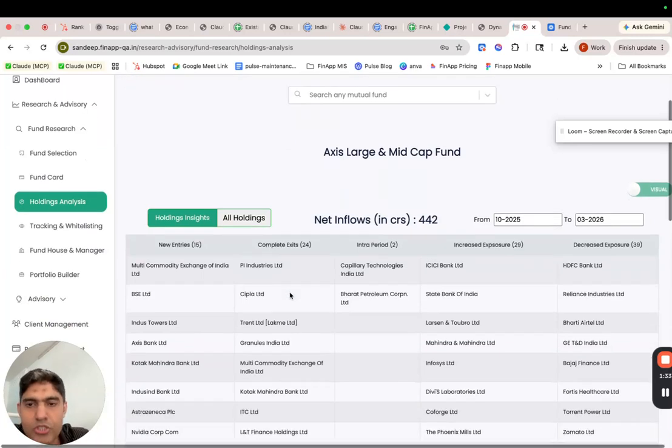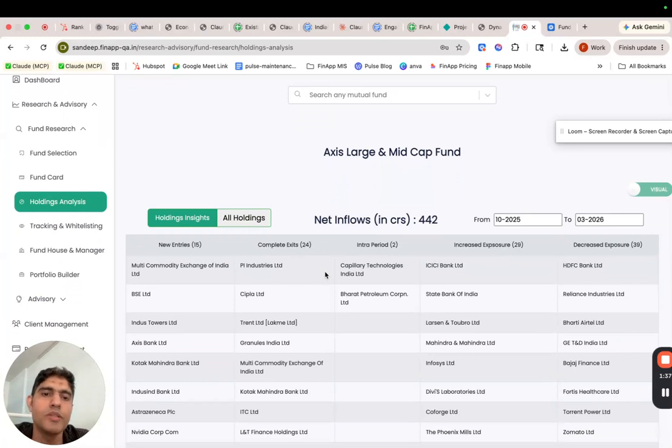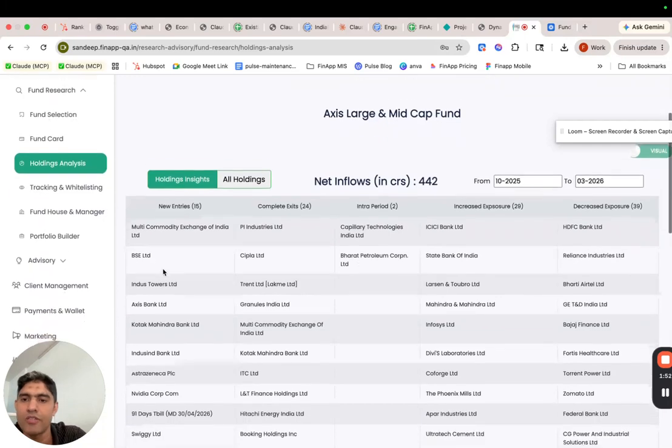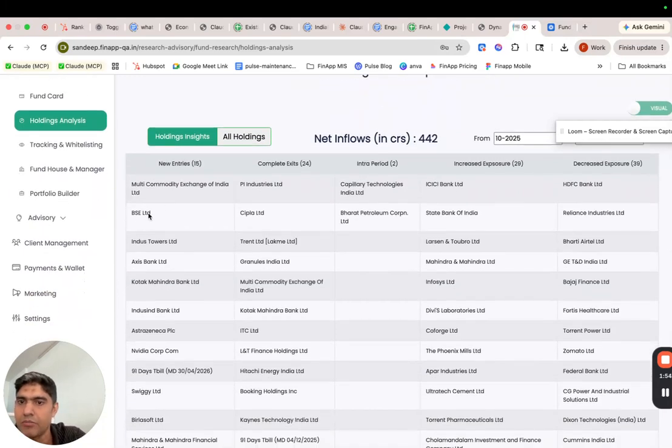And the most important data point is what the fund manager was actually doing with this kind of inflow over this time period, from October 2025 to March 2026. He was able to buy 15 different stocks which are new entries into the portfolio, and we're listing down the stocks here: Multi Commodity, BSE Limited, etc. And there were 24 exits, complete exits.